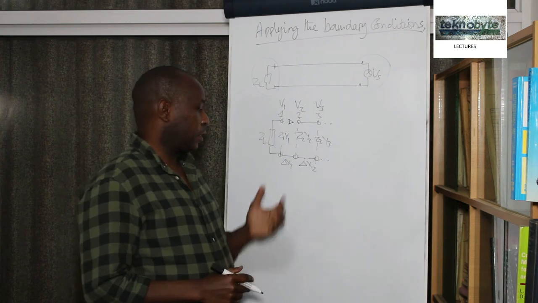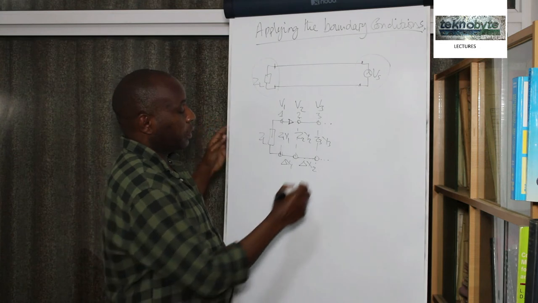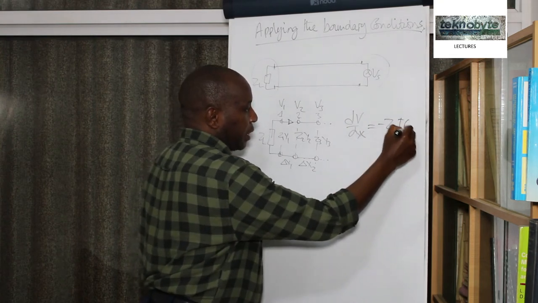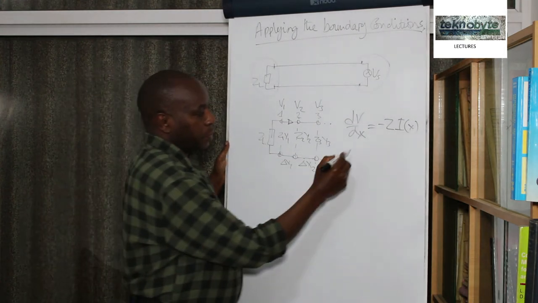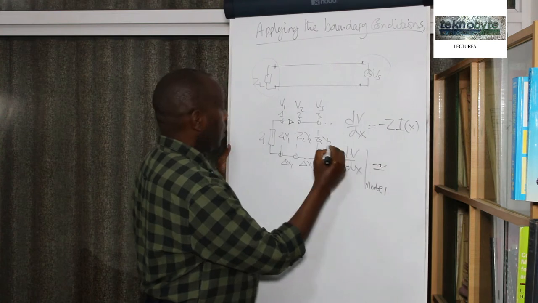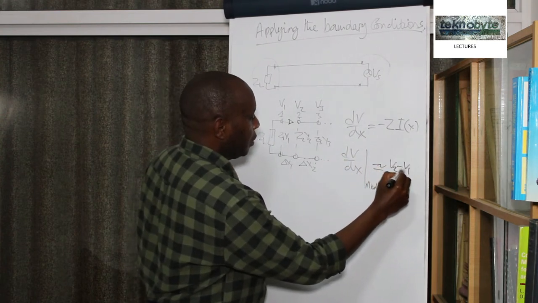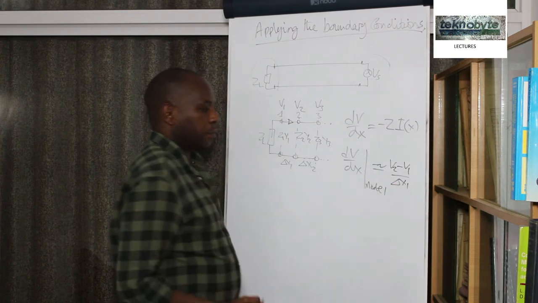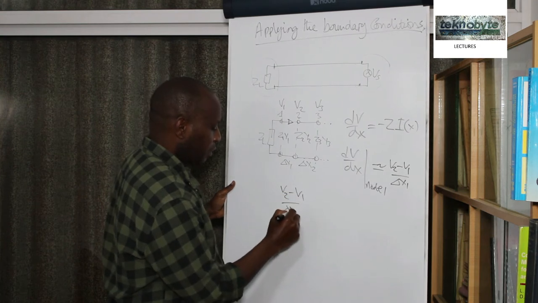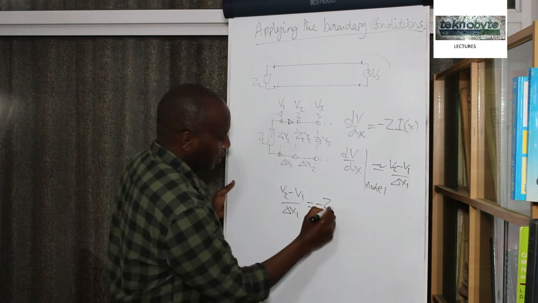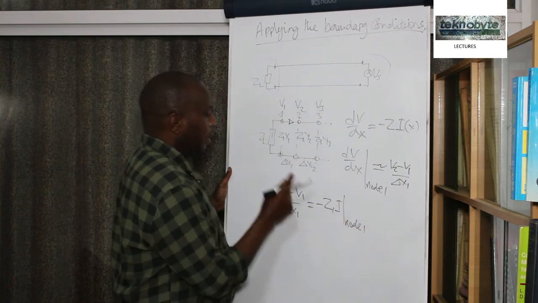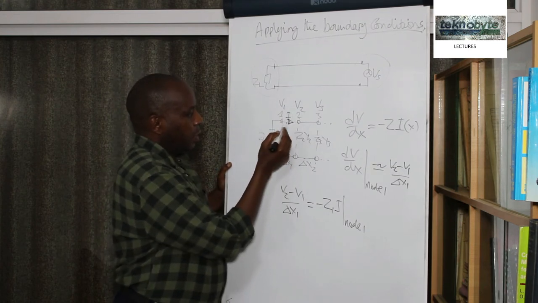From this model of the transmission line which we developed earlier, we know that the drop of the voltage along the line is given by the differential equation dV/dx equals minus Z, this being the characteristic impedance, times the current at any position. So we can approximate dV/dx, the drop of the voltage at node 1, with V2 minus V1 over delta X1. Then we equate this, so V2 minus V1 over delta X1 equals minus Z1, because this is at node 1, Z equals Z1, times the current I at node 1.